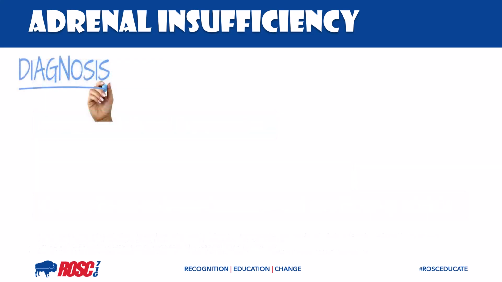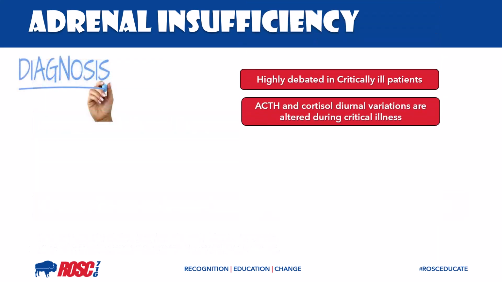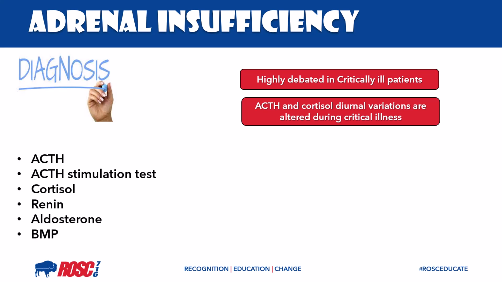Now let's talk about diagnosis. Well, in the ICU, it's tough. It's highly debated, and most would say that ACTH and cortisol diurnal variations are altered during critical illness, making it even more difficult. Some commonly ordered tests can be seen here.